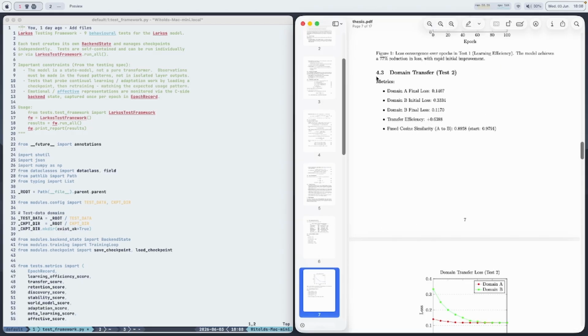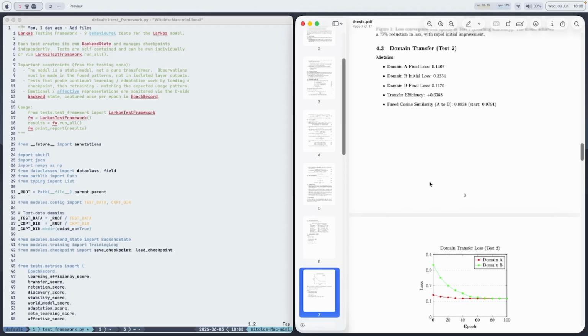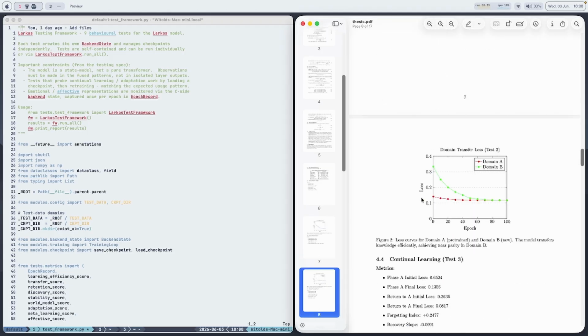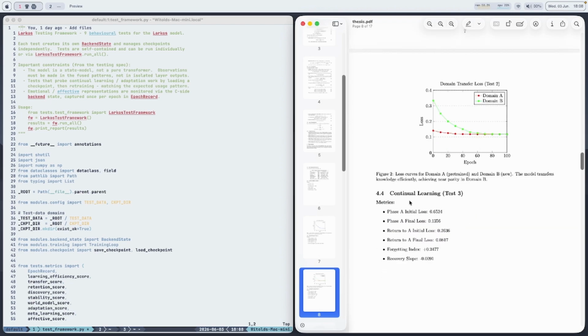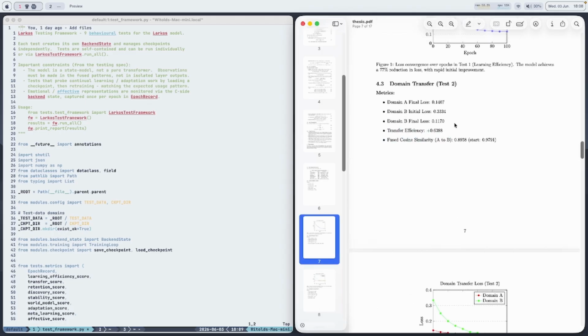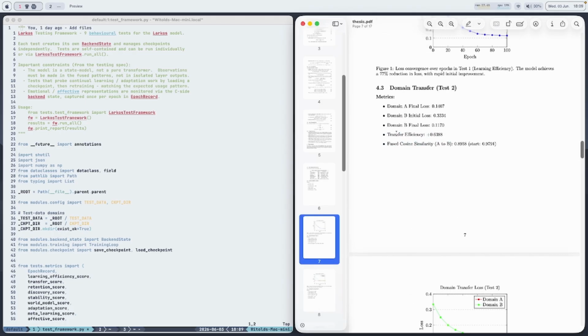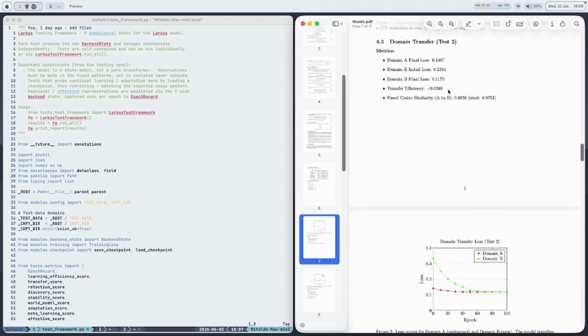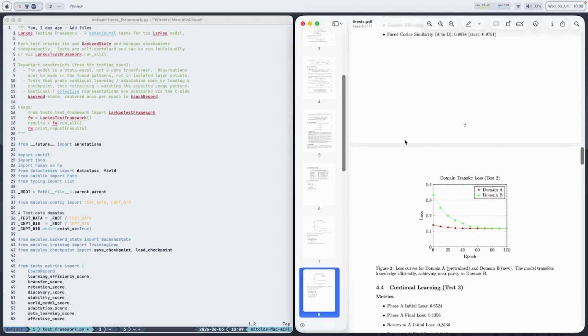Now, something that actually matters, so domain transfer. We see if we train on domain A and then we change to domain B, and see if the training on domain A will cause domain B to be trained faster. And this has succeeded, as you can see. The test has passed and this was proved. So we can see that domain B trains faster because of it, and transfer efficiency is therefore this.